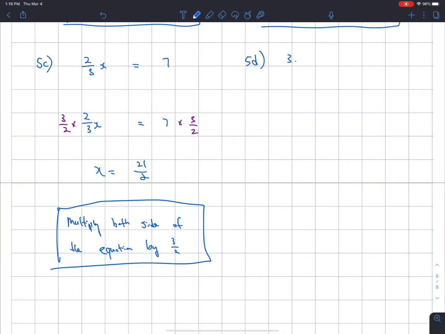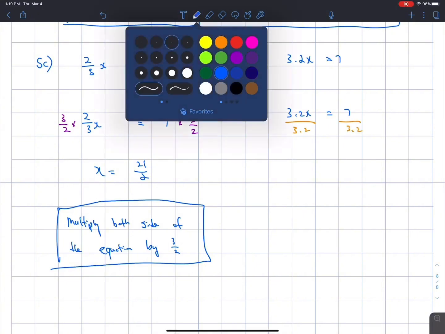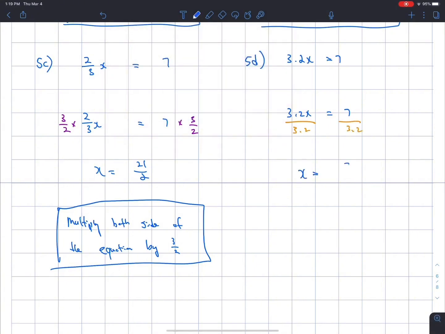5D, 3.2x equals 7. To solve for x, or isolate the variable x, we can just divide both sides by 3.2. So x equals 7 over 3.2, whatever that is.